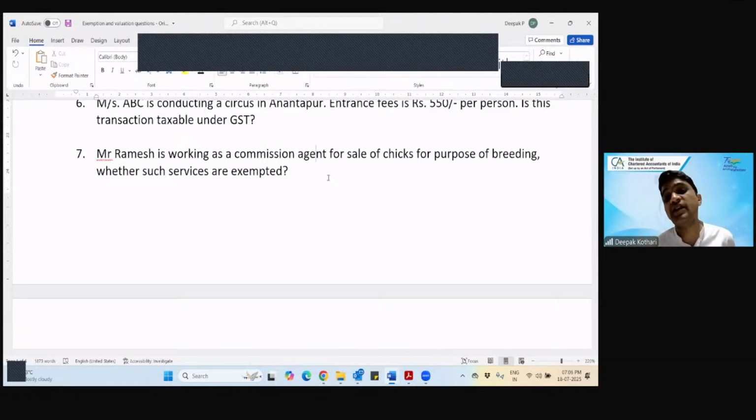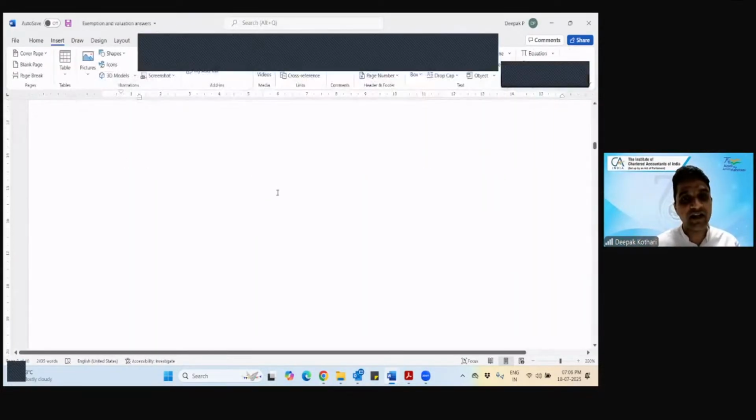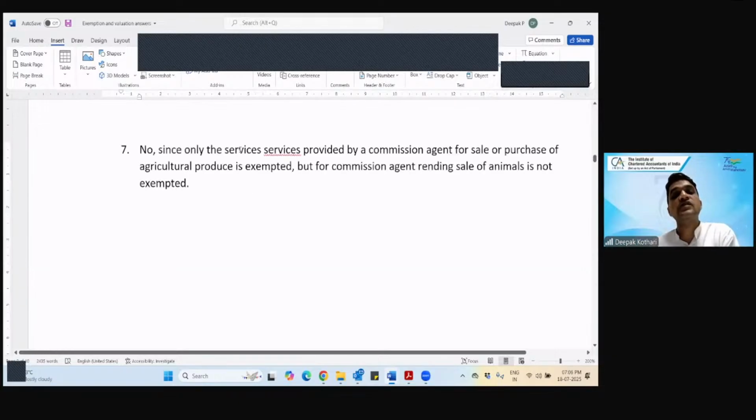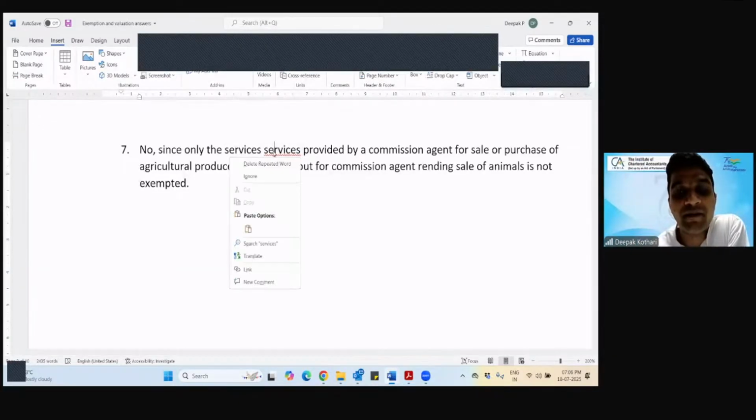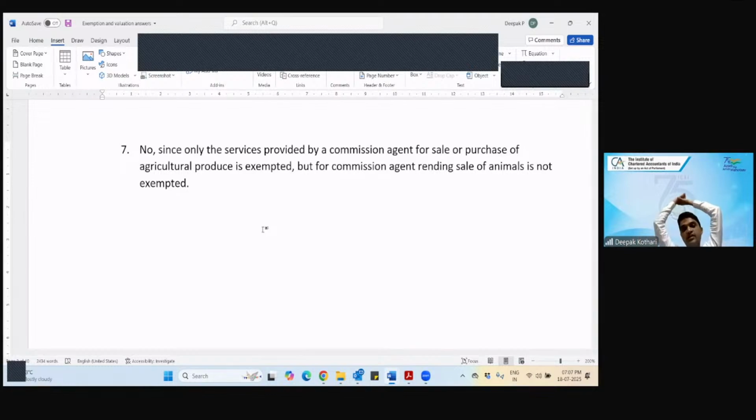But if he is a commission agent for sale of chicks, will it be exempted? Will any agricultural activities get covered? No, since only the services provided by a commission agent for sale or purchase of agricultural produce are exempted, but a commission agent rendering sale of animals is not exempted. Generally we see that agriculture is exempted, so we think that a commission agent is exempt for agriculture produce, so he will also be exempted for animals. No, that's not the right approach. He is exempted for agriculture produce only.